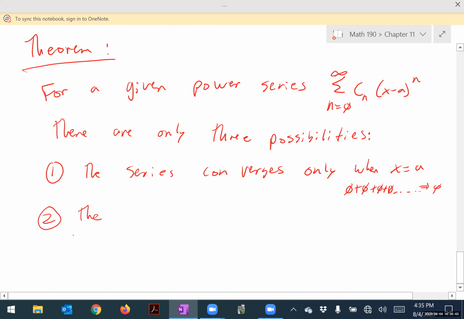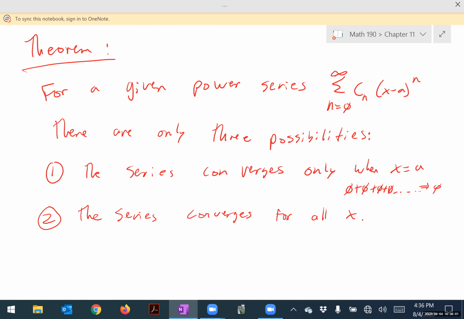Or the series converges for all x values. Didn't matter what x was, it's just going to converge because it's convergent. That's the way it is. It's going to converge. And then 2, and 3.